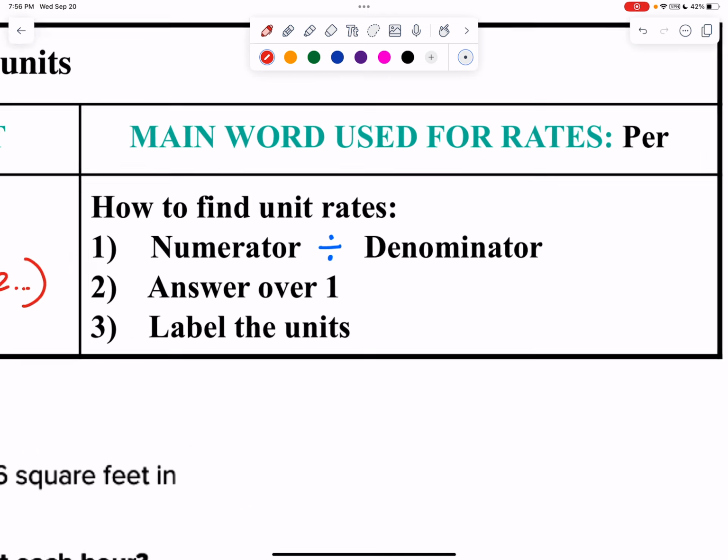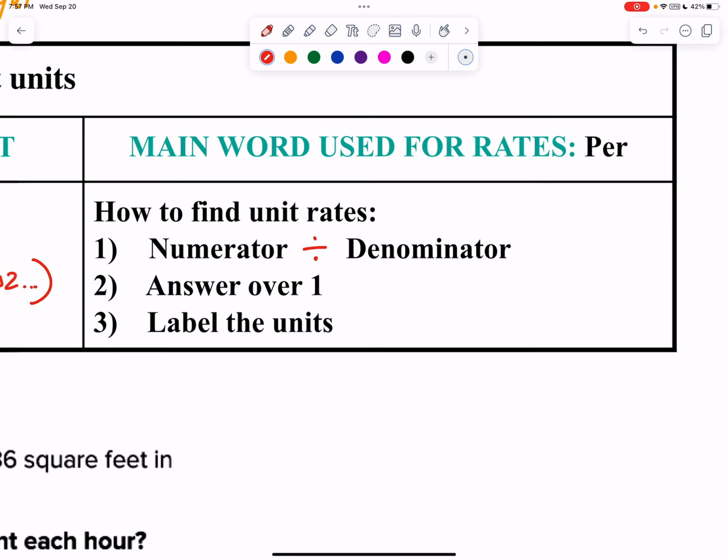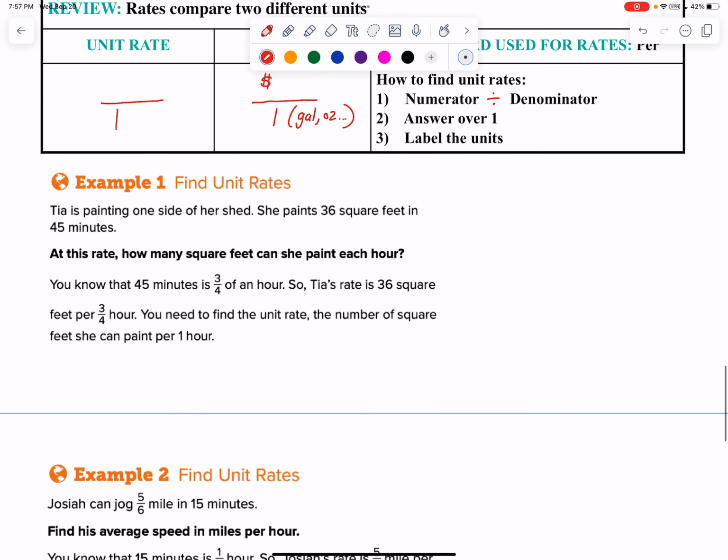All right, so let's fill this in. How to find unit rates. It is nice and simple. It's going to be the same every time. You just take the numerator and go ahead and write that division symbol. Numerator divided by the denominator. Put the answer over 1 and make sure you label. Let's go ahead and practice that so you can see what I mean.